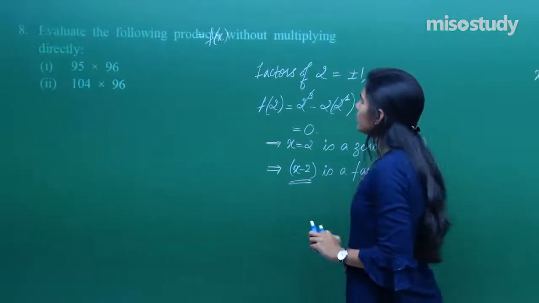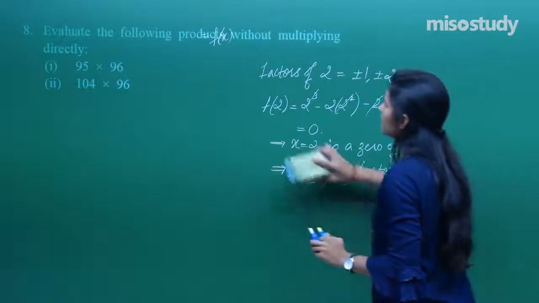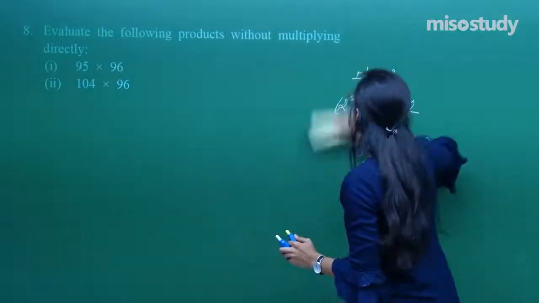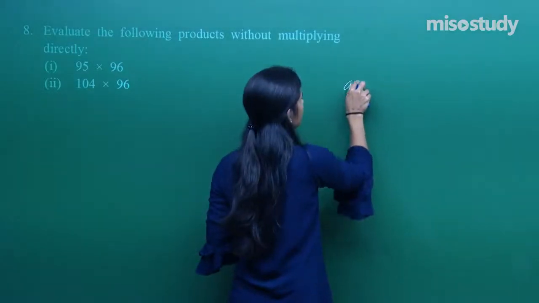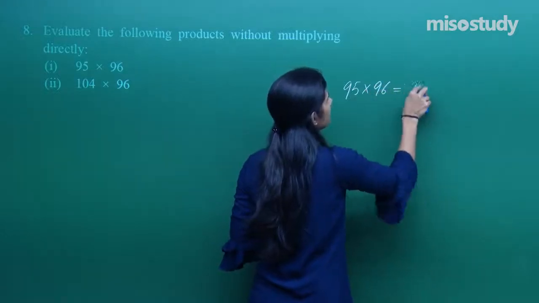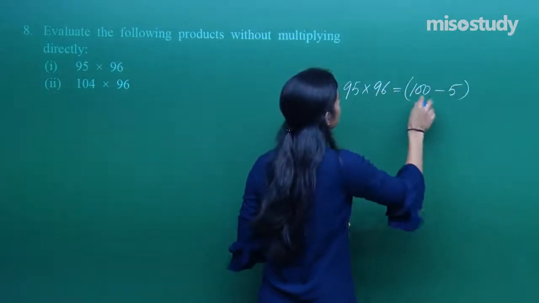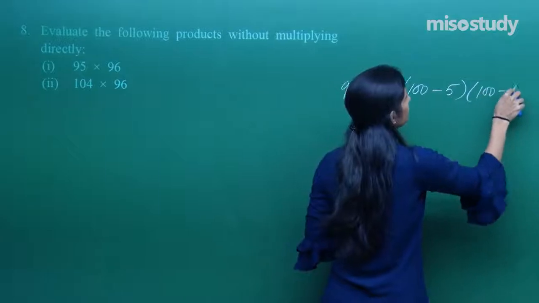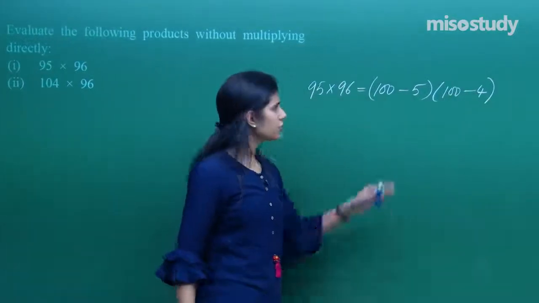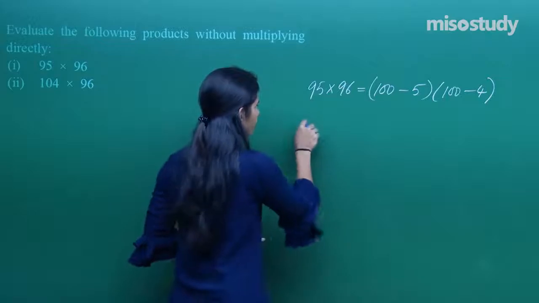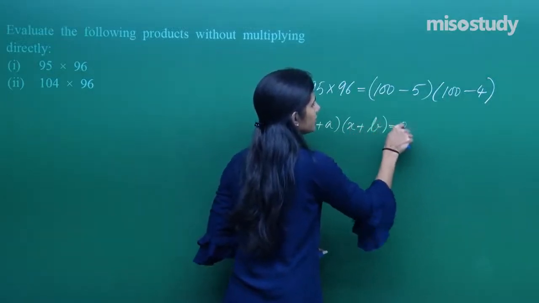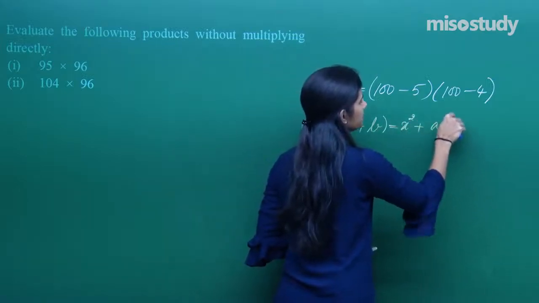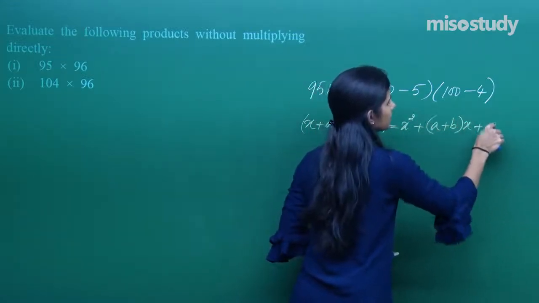Next question says: evaluate the following products without multiplying directly. Okay, let's do that. Here if you see, you have 95 into 96. Now 95 can be written as 100 minus 5 and 96 can be written as 100 minus 4. Can you recall something from here? If you can recall this identity, (x plus a) into (x plus b) is x square plus (a plus b)x plus ab.